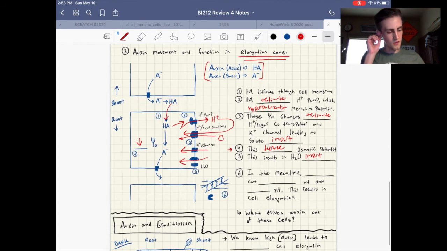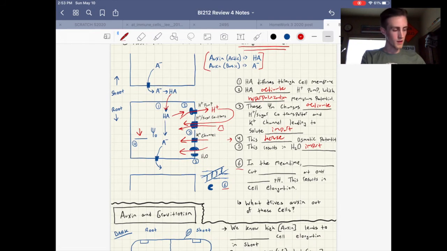All right, and so now just to recap, we have the acidic form of auxin diffusing through the membrane, hyperactivating the proton pump, which leads to membrane hyperpolarization. These changes activate these two things that lead to solute import, and then water follows. And so now there's more water and buildup of pressure in the cell.